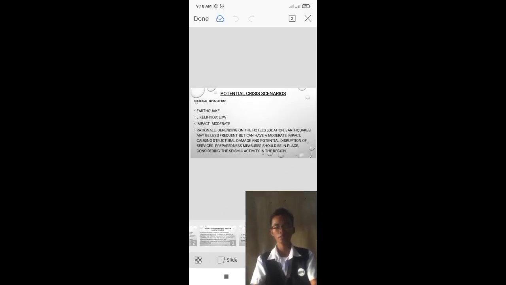Potential crisis scenario: natural disaster, earthquake. Likelihood: low. Impact: moderate. Rationale: depending on the hotel's location, earthquakes may be less frequent but can have a moderate impact, causing structural damage and potential disruption of services. Preparedness measures should be in place, considering the seismic activity in the region.